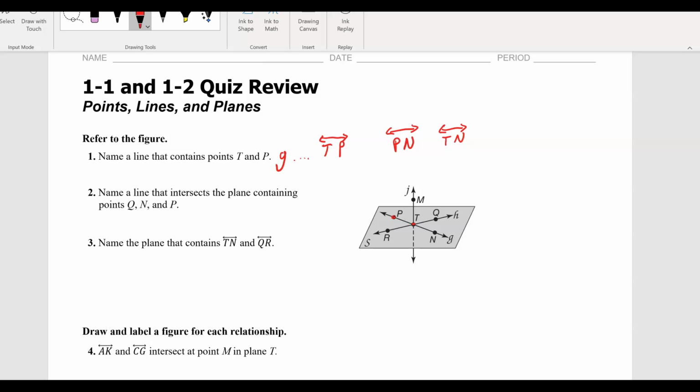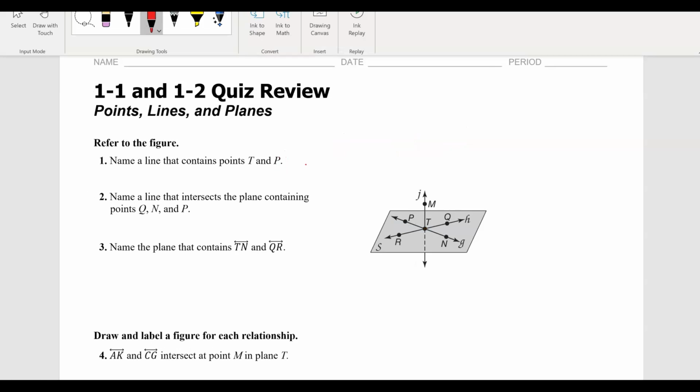Okay. Name a line that intersects the plane containing points Q, N, and P. So the plane that contains points Q, N, and P, if we look, that's plane S. That's the plane they're talking about. It's really the only plane that's drawn here. So name the line that intersects that.